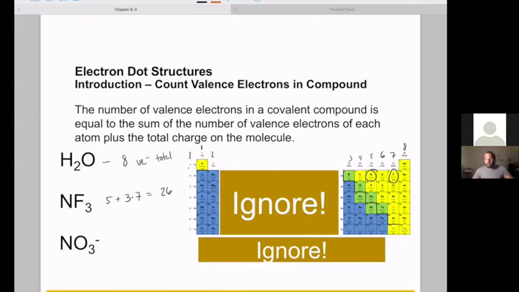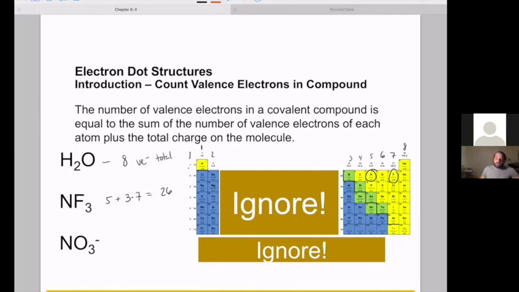Okay, and that means that when you draw your Lewis structure of nitrogen trifluoride, it should have 26 electrons. And we're going to build up to that. We don't know how to do that quite yet, but that's where we're going with this. That's why we need to know how to do this.